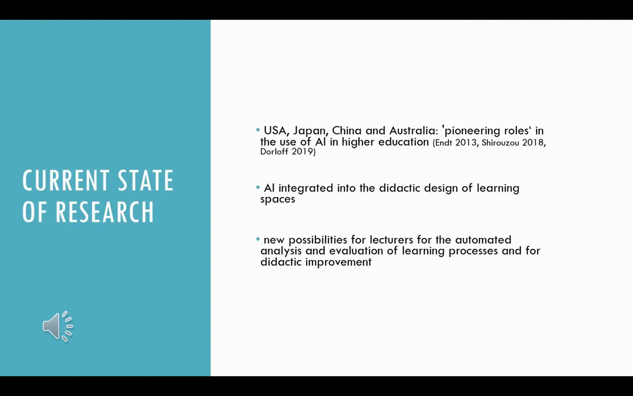Increasingly, artificial intelligence is also being integrated into the learning design of educational settings. In addition to highly individualized learning paths and new forms of self-education, this opens new possibilities for lecturers, for the automated analysis and evaluation of learning processes, and for teaching improvement. When it comes to education and media research, a new field of problems and research questions opens up that goes far beyond singular subject perspectives.